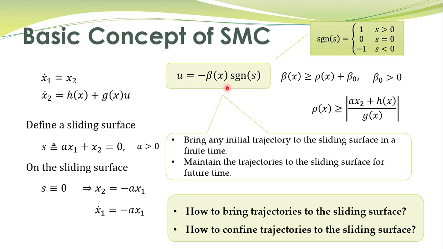So if we use this control law, what will it ensure? It will ensure that any initial condition is brought to the sliding surface, and furthermore it will ensure that trajectories are maintained on the sliding surface. And once the trajectories are on the sliding surface, the states will automatically converge asymptotically to the equilibrium point. We have given this statement, and we need to prove this statement as well.